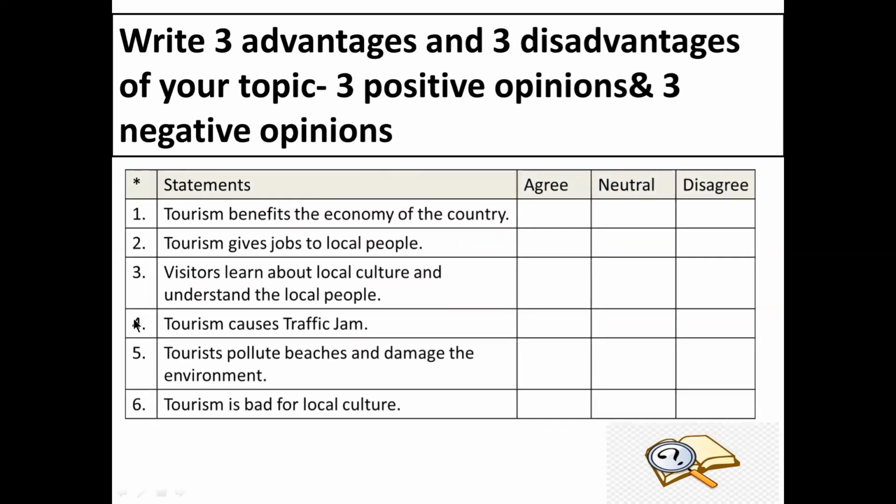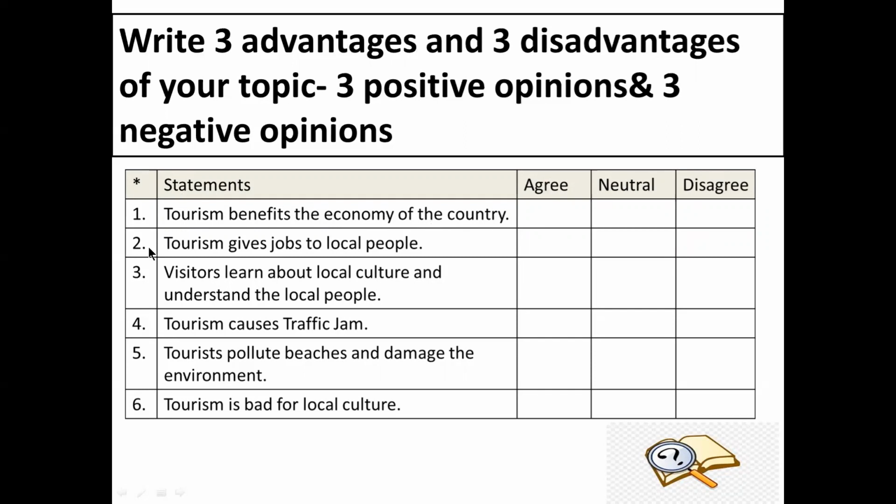Let's take a look at the example that I showed you before. The topic of this research is tourism. Advantages, disadvantages of tourism. So look at number 1. Tourism benefits the economy of the country. And the survey group can either agree, disagree, or remain neutral to this statement. So tourism benefits the economy of the country. It is a positive statement. It's an advantage of tourism, yes?